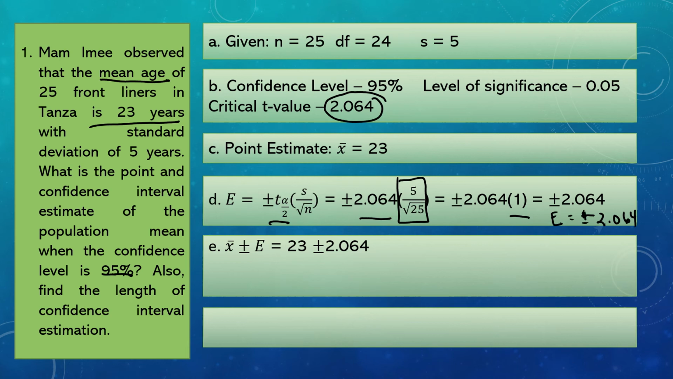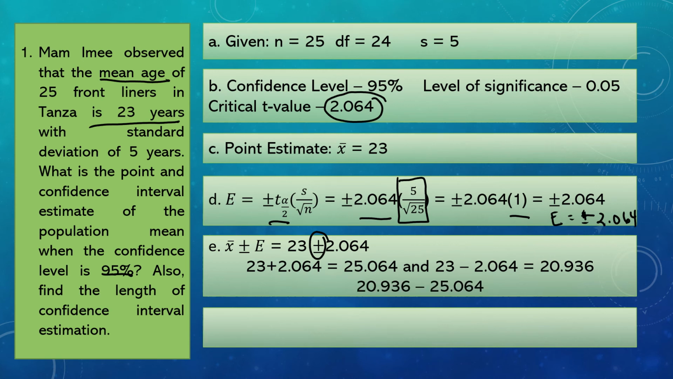Now we're going to separate positive and negative. So to solve 23 positive negative 2.064, we're going to have 23 plus 2.064, which is equal to 25.064, and 23 minus 2.064, which is equal to 20.936. Therefore we can say that our confidence interval estimation is equal to 20.936 to 25.064. Now, to find the length of confidence interval estimation, we use the formula LCI, which is equal to 2E. It implies we will just simply multiply 2.064 by 2, which is equal to 4.128.